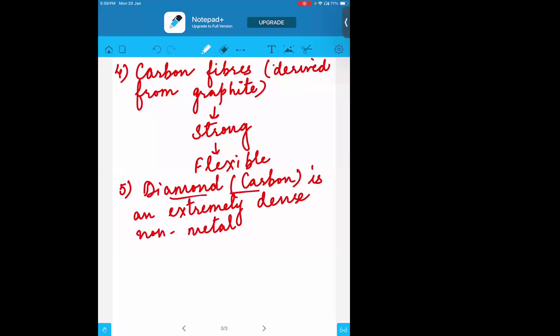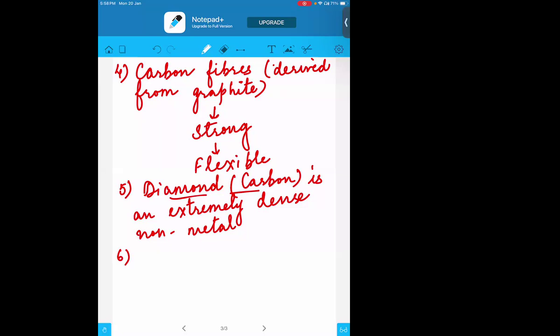These questions will actually be asked in the entrance exam, in the government exams, when you prepare for them. That time they ask you these examples, like: name the non-metal which is extremely dense in nature. Like this they ask.